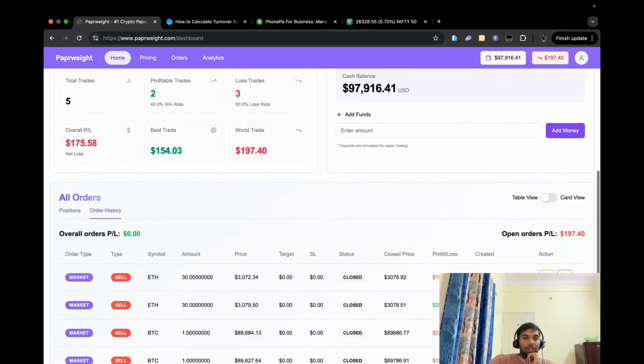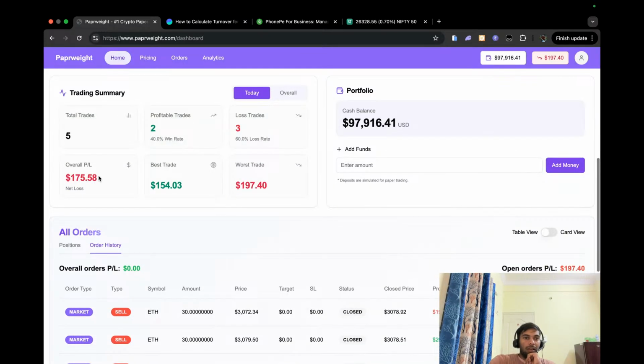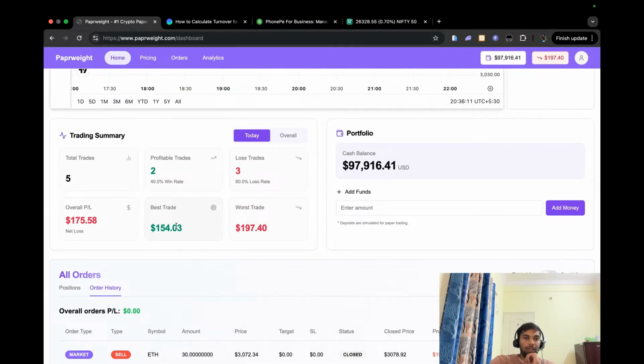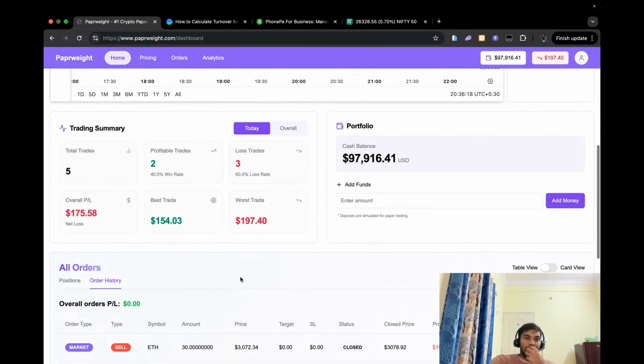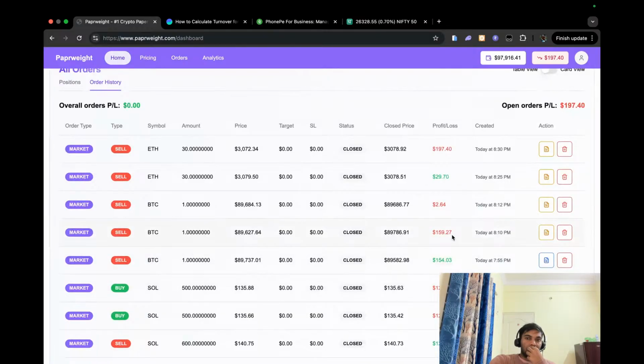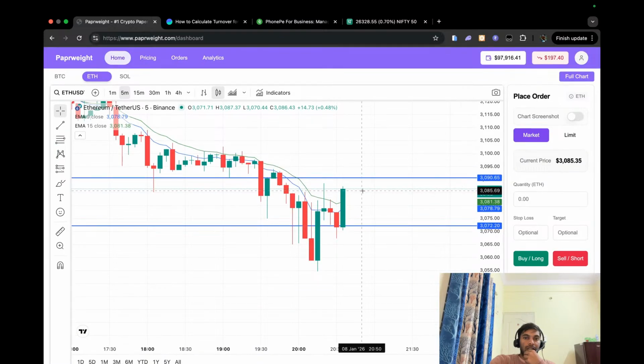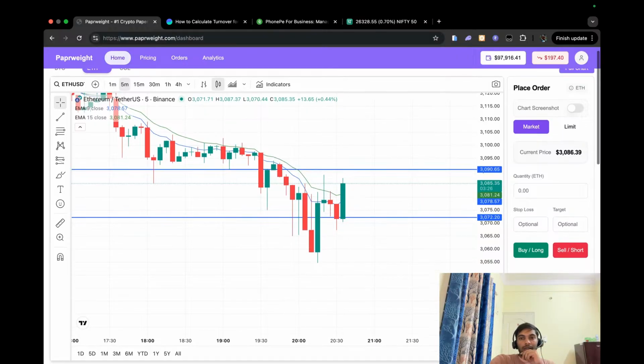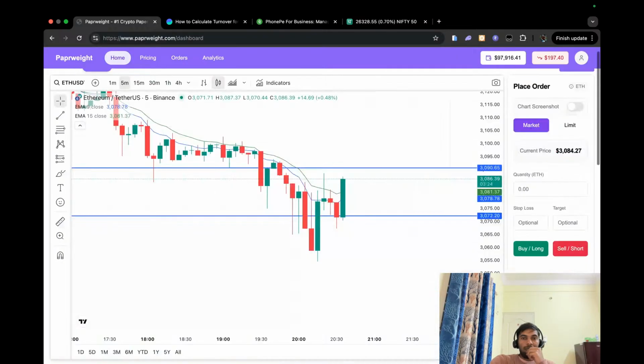Oh, guys, I think today we are at a $175 loss, and the worst trade is 197. That is the recent one. So overall loss is $175. Today we did five trades, one, two, three, four, five. See the length of this. It trapped all the sellers again and is just making the momentum in the up direction.